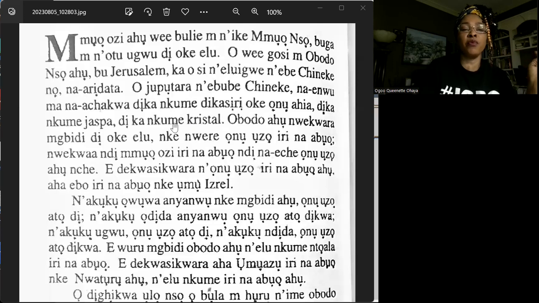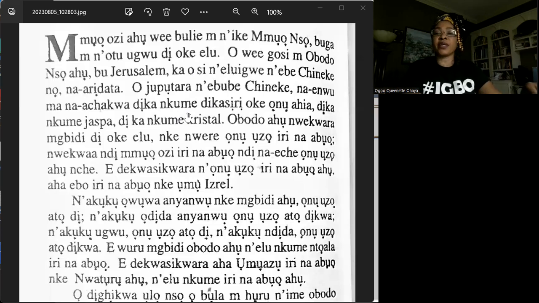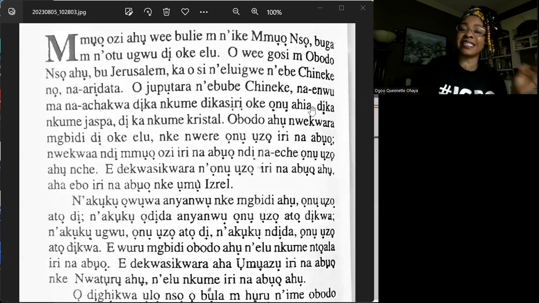Jacob, what is okwute or nkume? Okwute is the same thing as nkume. You can say nkume. You can say okwute. Is it heavy? No, it's stone. Yeah, stone is nkume. So, dịka nkume dịka siri oke ọnụ ahịa. When it says something is pricey, oke ọnụ ahịa, it is pricey, which is like crystals.